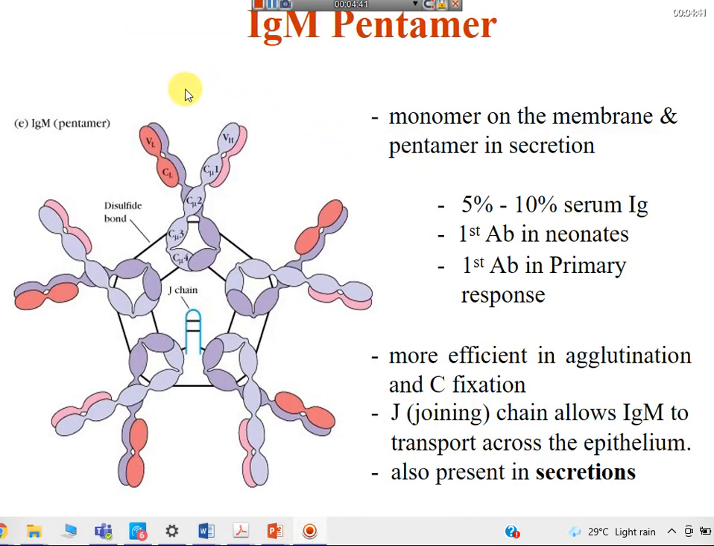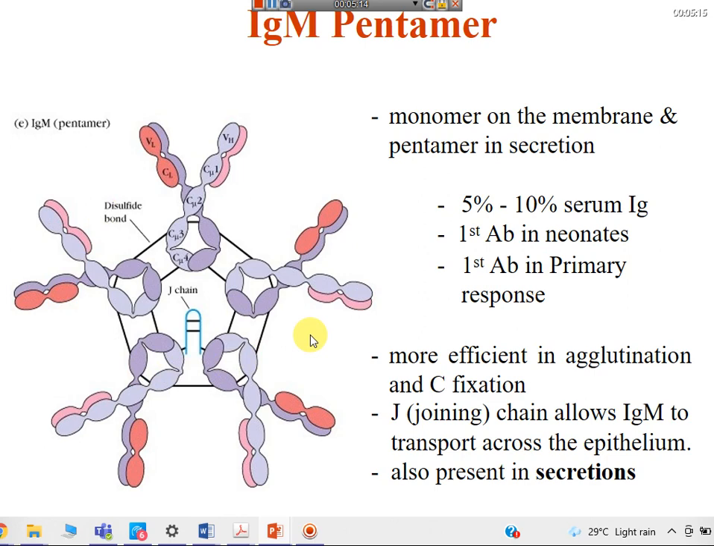Here you are seeing the pentameric form of IgM. About 5 to 10% of the serum immunoglobulins are IgM. Mostly when it is in membrane bound form, it is a monomeric antibody. Once it is secreted in the serum, it forms a pentamer. And as we saw a few seconds before, this is the first antibody made by neonates, and also the first antibody during the primary response against any antigen.